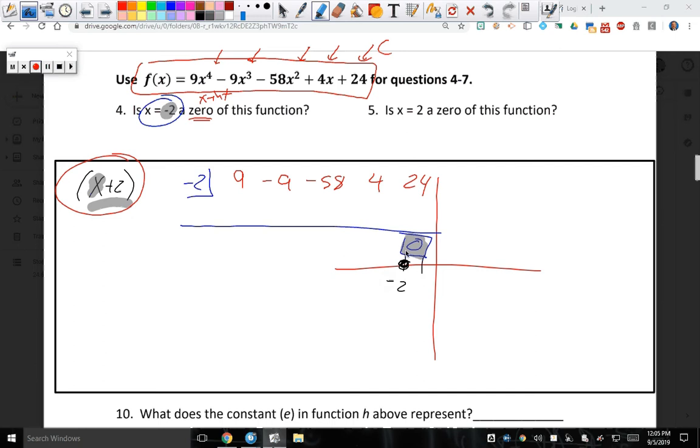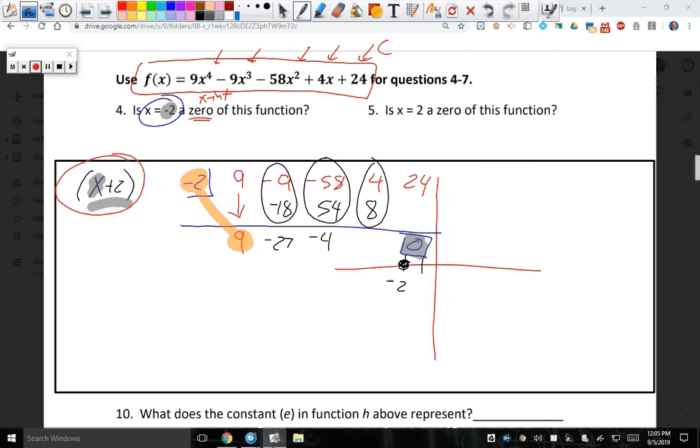Okay, it's like long division, but way more efficient. First step, copy it down. Next step, multiply, and write it down right here. And then add. So I have -27. Multiply, I get a +50, what? 4. And then add. Get -4. Multiply, I get 8. Go with me? And when I add, 12. When I multiply the -2, I get -24. Ding, ding, ding, ding. It worked. That means x is equal to -2 is a factor.